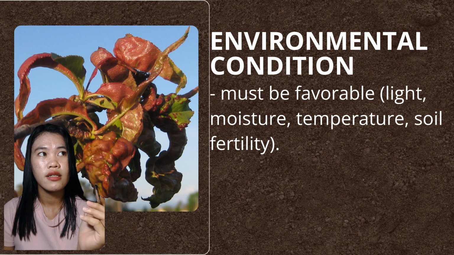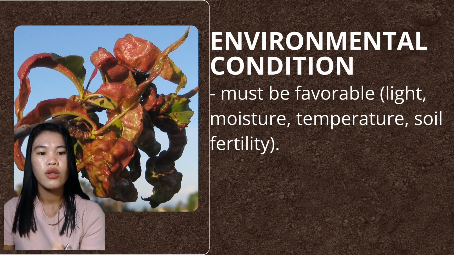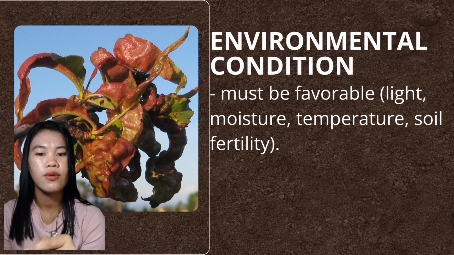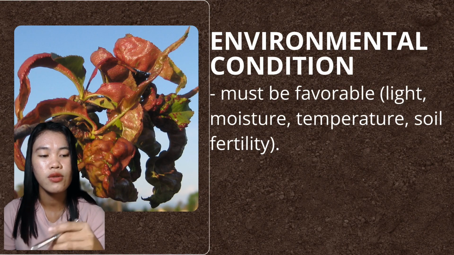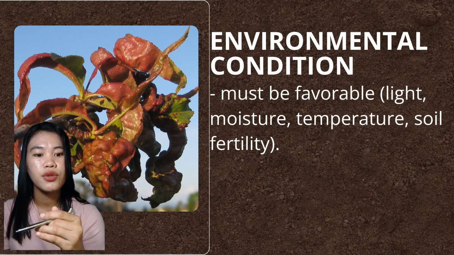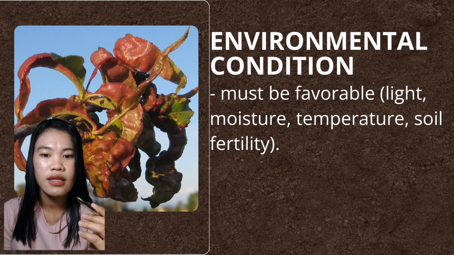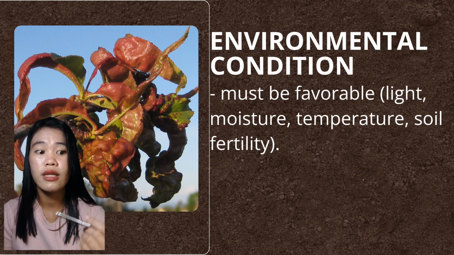Next naman na sa disease triangle, yung environmental conditions. So, siya yung third core part ng disease triangle. Siya naman yung nagpo-provide ng setting. So, ano yung mga setting? Yung moisture, temperature, soil quality, light or wind. So, yun yung need ng pathogen para ma-infect yung mga susceptible host.